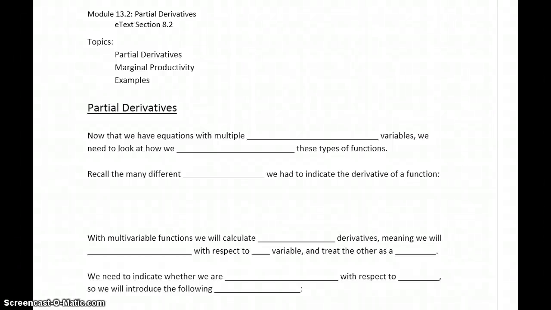We've introduced the idea of functions with multiple independent variables. So now it's time to start reintroducing the concepts that we've covered in calculus to now apply to these multivariable functions. In particular, in this module, we're going to talk about partial derivatives and look at marginal productivity. So when we talked about derivatives before, we looked at marginal cost, marginal profit, things like that. So marginal productivity is going to be a similar concept, but related to productivity rather than profit, costs, or revenue. But let's get started.